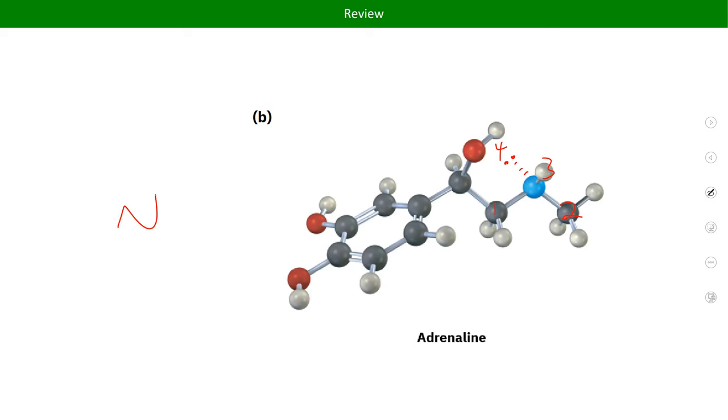For the nitrogen, again, we're going to wind up with it already set up for us. 4, three, two, one.